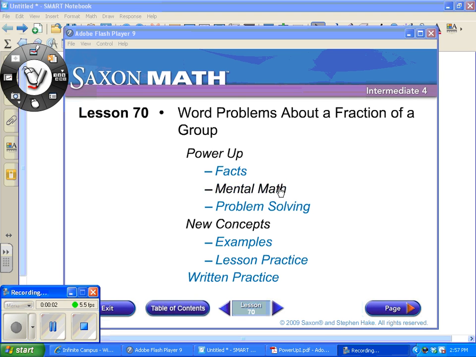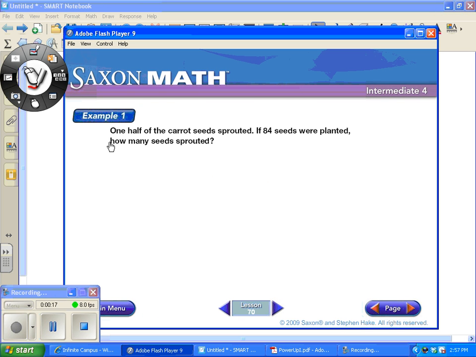Okay, Saxon 4 Math Group, we are ready for Lesson 70. We're going to be talking about word problems about a fraction of a group. We've been talking about fractions of a whole, but now we're going to be talking about a fraction of a group. So let's go straight to the examples.